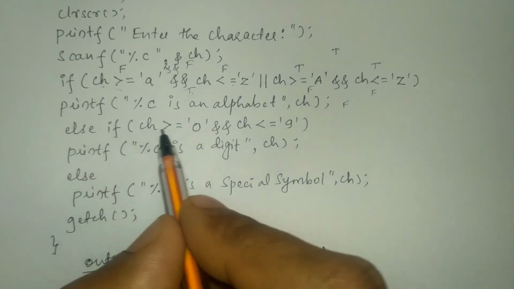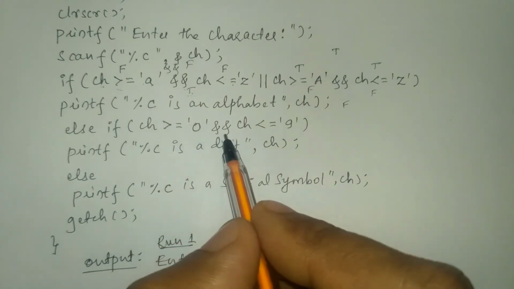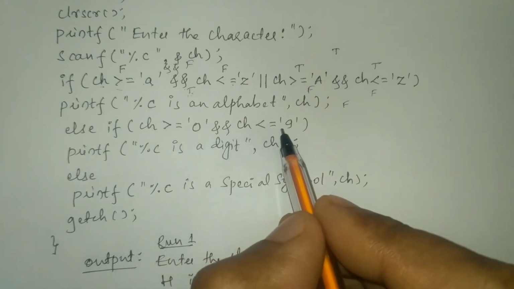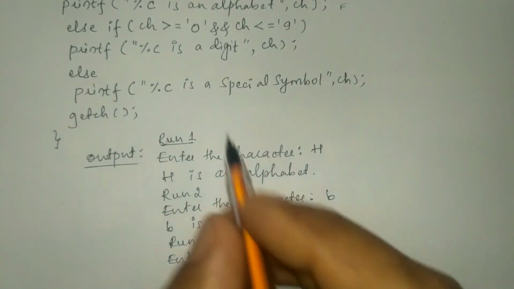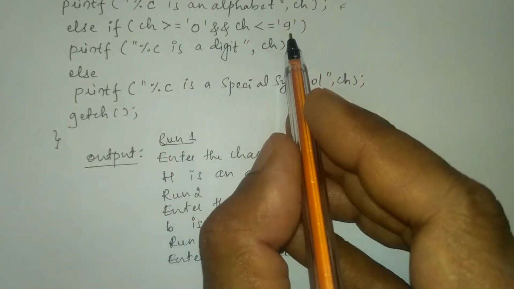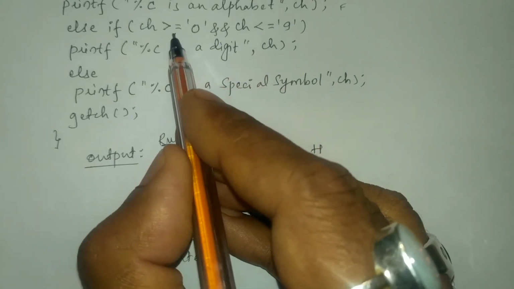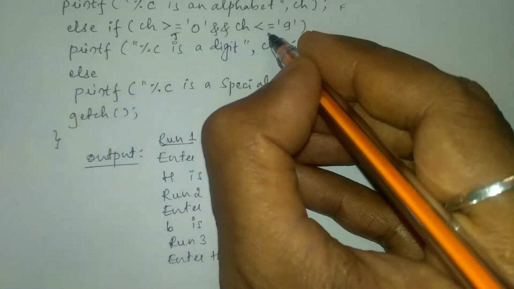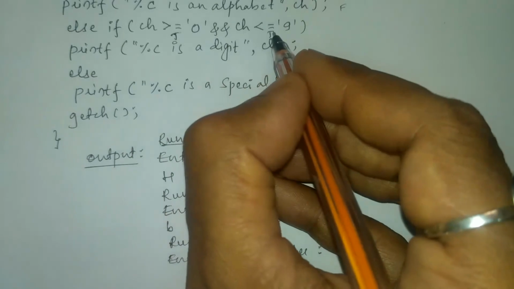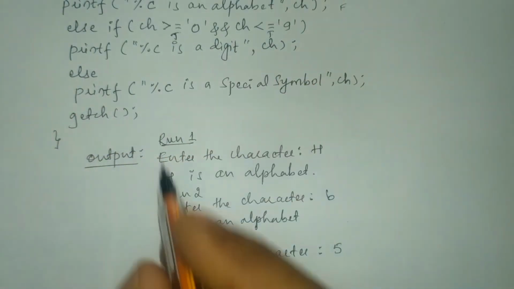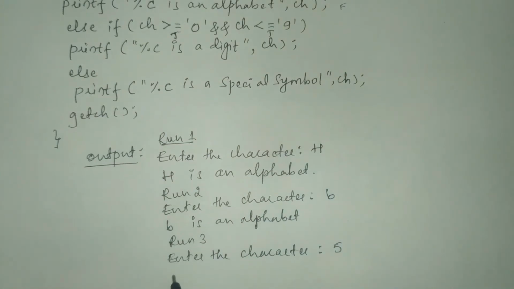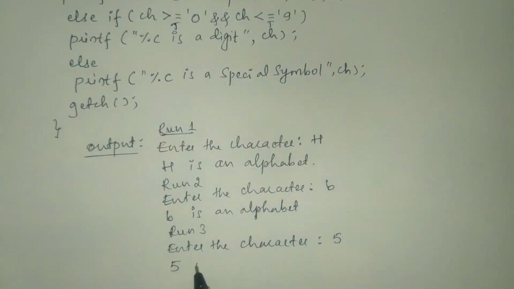Else if CH is greater than or equal to 0 and CH is less than or equal to 9. Here you can see number 5 lies between 0 and 9. So this is also true. This condition is also true. True and true is true. Hence it is going to print this statement, that is percentage C is digit. So what is percentage C? That is 5. So 5 is a digit.